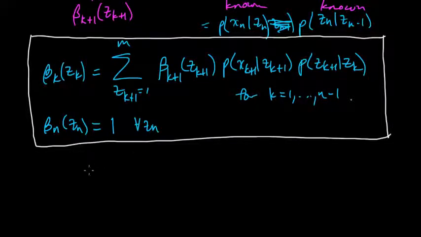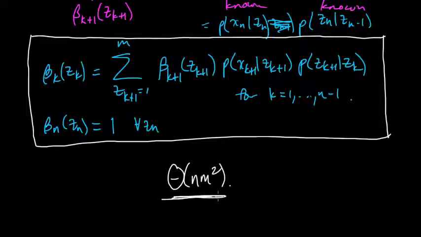And so for the backward algorithm, we start with beta n. We do this for all zn, and we just go backwards: n minus 1, n minus 2, and so on. And the computational complexity is exactly the same as in the forward algorithm. These recursions take exactly the same form. So it's big theta of nm squared. And that is the backward algorithm.